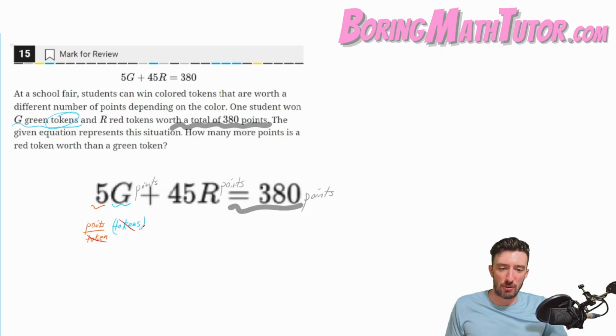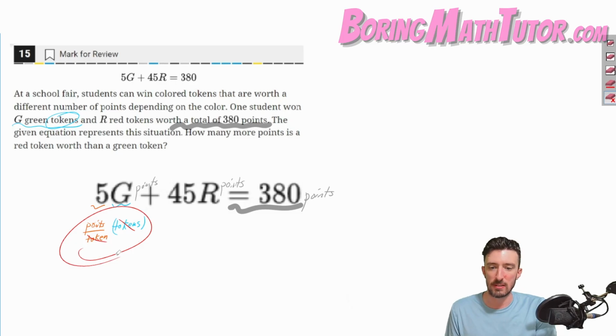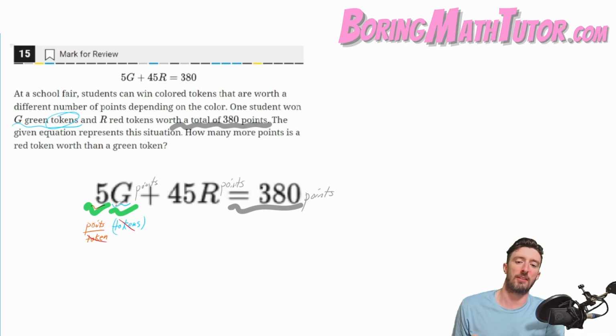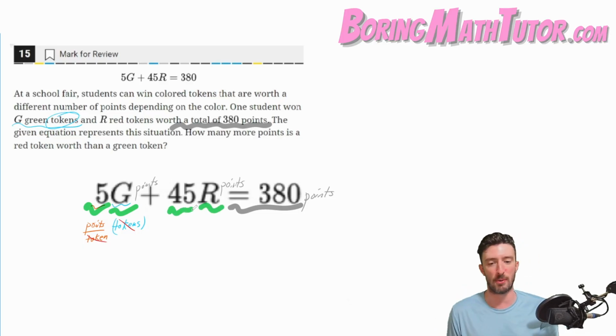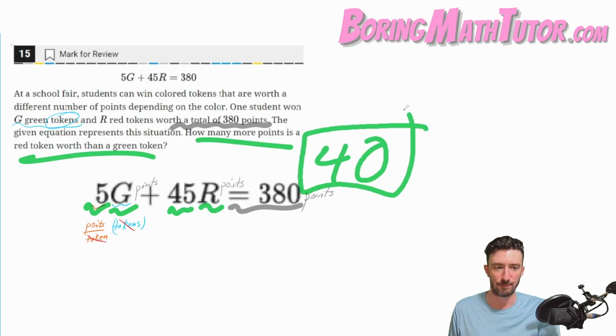But you might have been able to figure this out without having to do all this little work about the units. You might have been able to say, oh, so a green token is just 5 points then, right? And a red token is 45 points. So how many more points is a red token worth than a green token? 40. And that's it. We are done.